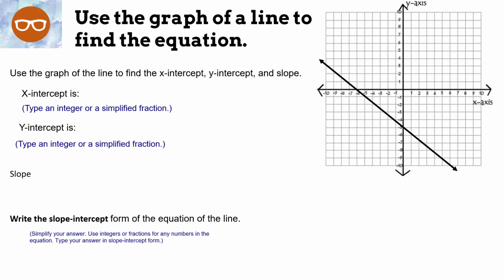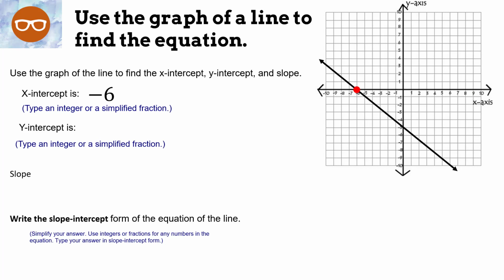Use the graph of the line to find the x-intercept, y-intercept, and slope. Let's find the x-intercept first. Remember, the x-intercept is where it crosses the x-axis, and that is at -6. It asks us to type an integer or simplified fraction. For this one, we're just going to put in -6.